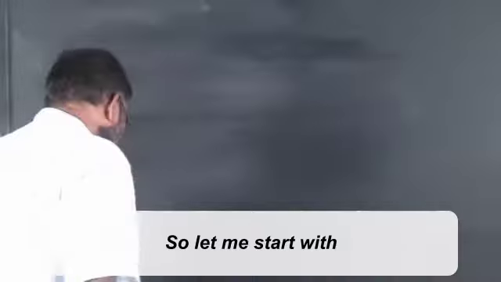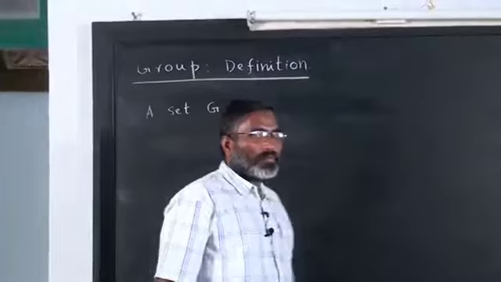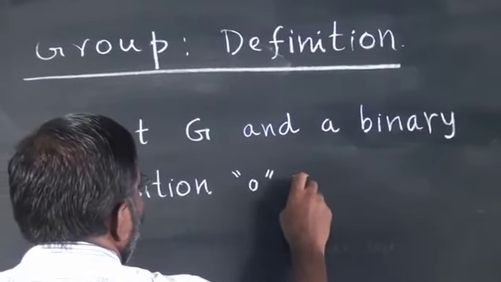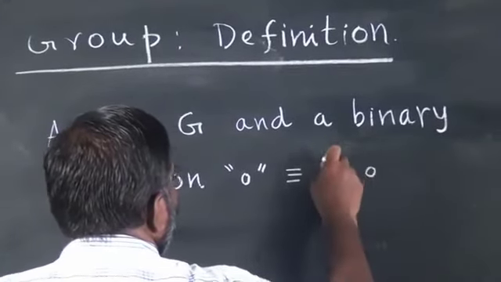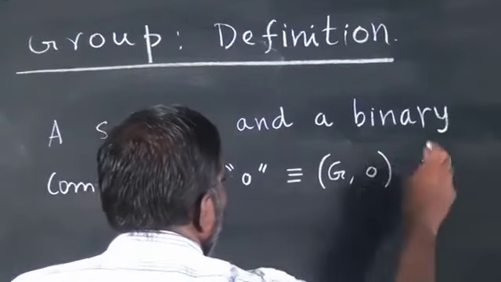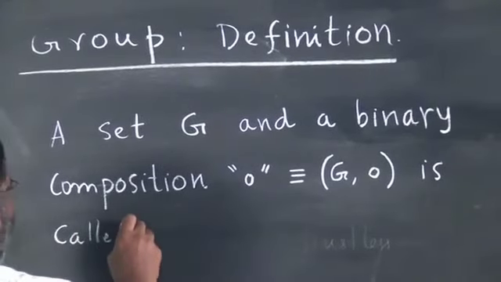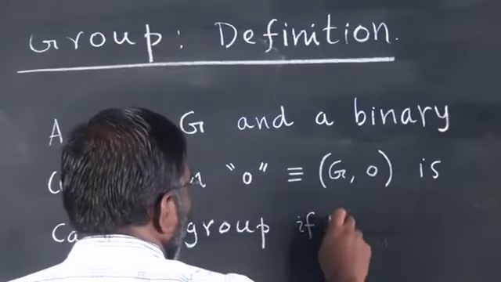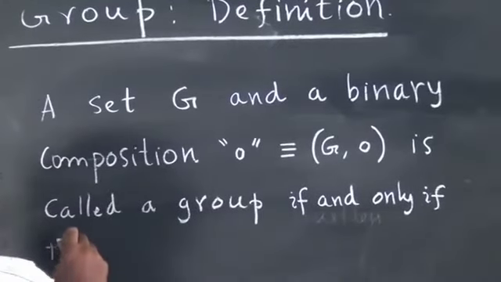So let me start with the definition of a group. A set G, which I will denote as G comma circle, is called a group if and only if the following axioms are satisfied.